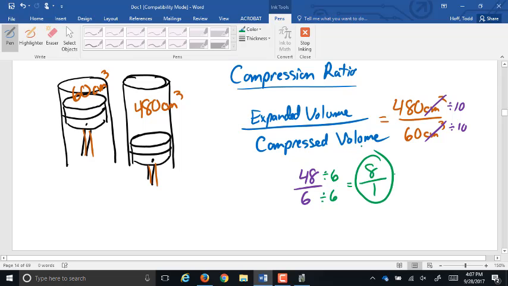Now this one happened to come out evenly as 8 to 1 exactly. A compression ratio is one of the few ratios that is pretty much always reduced to a unit ratio. So even if it didn't divide out evenly, you would want to divide that one down.